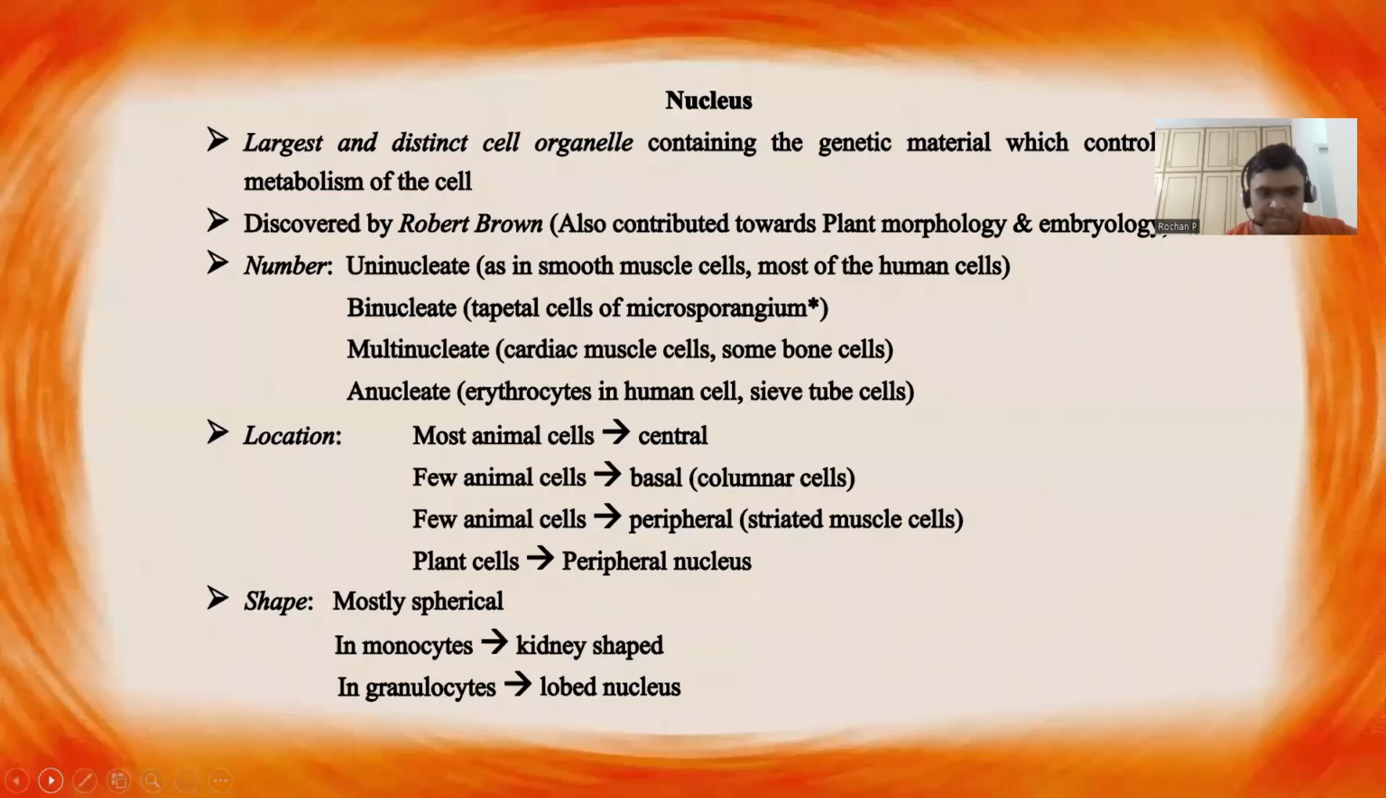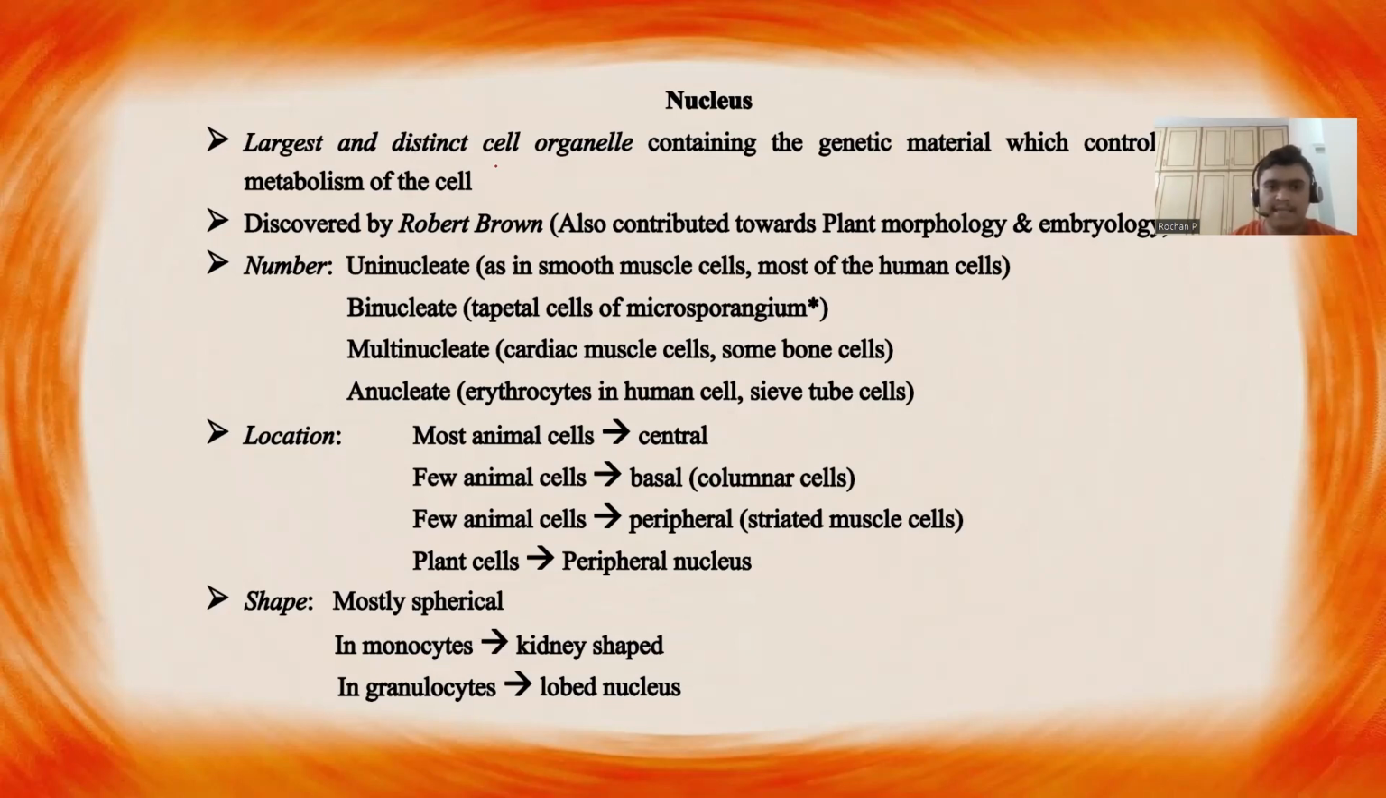So let us begin. To begin with, firstly, I'm going to look at the overview of nucleus. When I ask you what is nucleus, what is the typical definition of nucleus? It is very simple. It is the largest and distinct cell organelle. It is a membrane bound cell organelle which is distinct, differentiable from other cell organelles. It is large enough to be distinct. And it also contains the genetic material, basically the DNA, and also controls the metabolism of the cell.